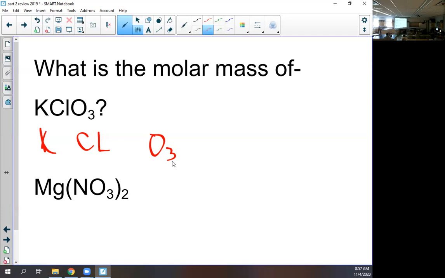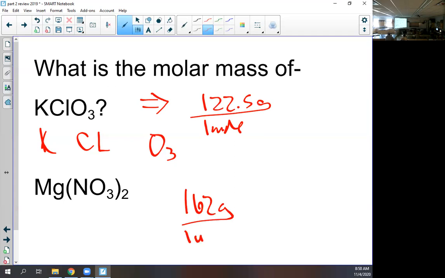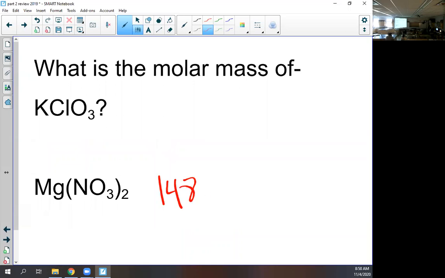Okay, here we go. So KClO3. As a class, what do we have? Thank you, Micah. 122.5 grams per 1 mole. Raise your hands if you had it right. Good. All right. Let's just move on. Well, not move on. This one was 162. Ooh, 148. We had some argument. Or sorry, it was one. Yeah, it is 148. Sorry. 148. I apologize. Did you put N in as 13? Did you get Mg as 24? Somewhere something went wrong. That's all I know.